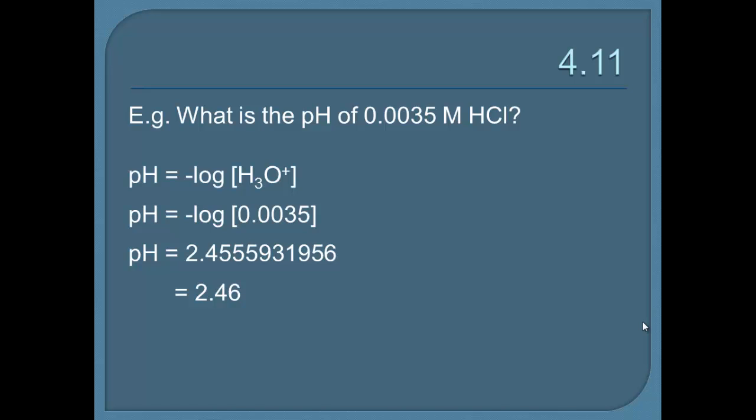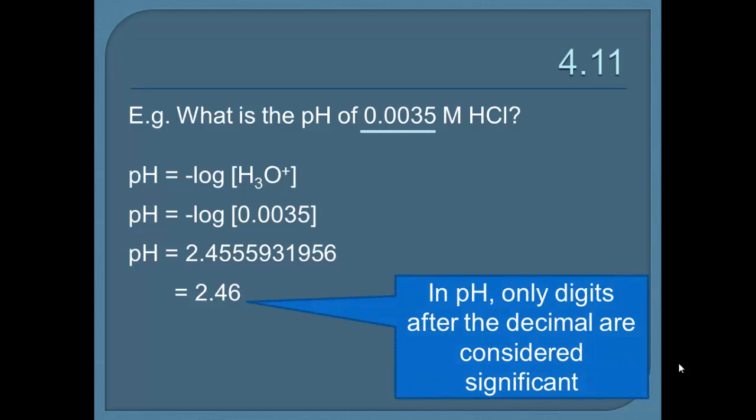Our final answer, and we're going to have a couple of marks on sig figs on our next test and our next assignment, is 2.46. We have a new rule here that we have to explain. In pH, only digits after the decimal are considered significant. So 2.46. After the decimal, we have a 4 and a 6. Only two decimals, only those two are significant.